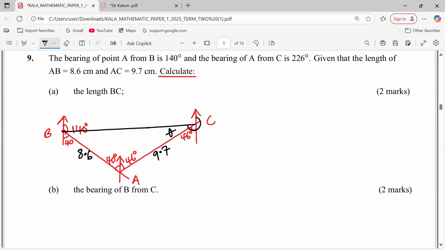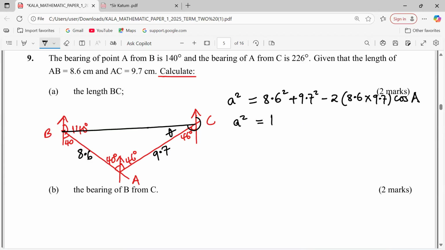So whereby we will say, when we get the length BC squared, we can call it length A, small letter A squared. We're supposed to get 8.6 squared plus 9.7 squared minus 2 times 8.6 times 9.7, the cosine of the angle at A. Therefore, A squared equals, we have to compute all this now. 8.6 squared plus 9.7 also squared.